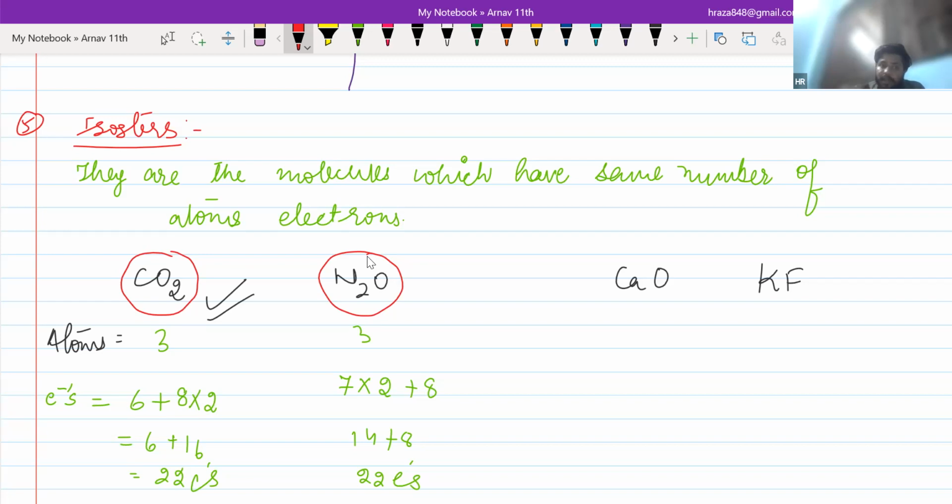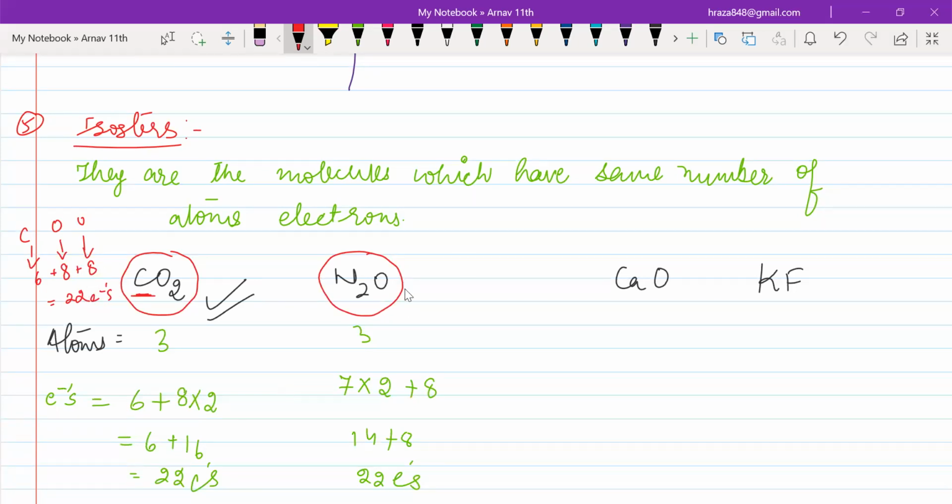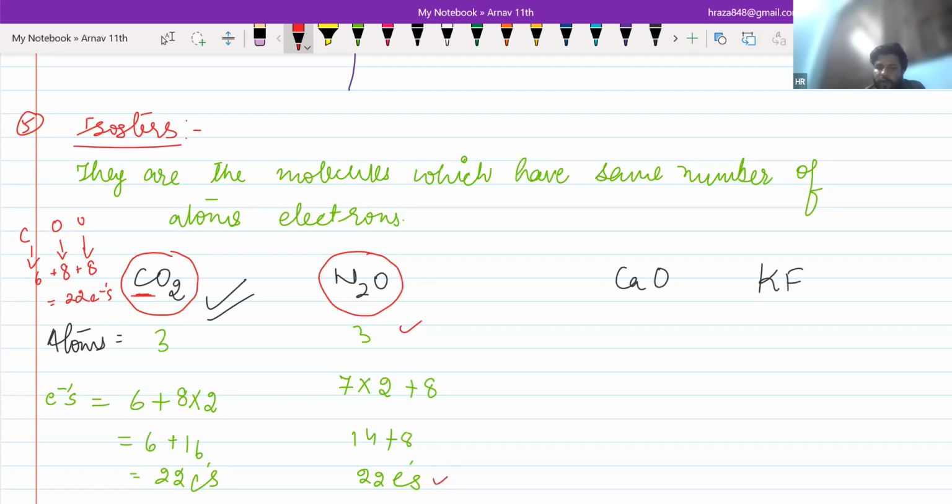Now see this carbon. Carbon alone will have 6 electrons. Oxygen alone will have 8 electrons. But there are 2 oxygens, so all the electrons added will be 22 electrons. 3 atoms, 22 electrons. Again 3 atoms, and here it is 22 electrons. That means they are isosters. So both conditions have to be true, same number of atoms and electrons. Not just one, both.